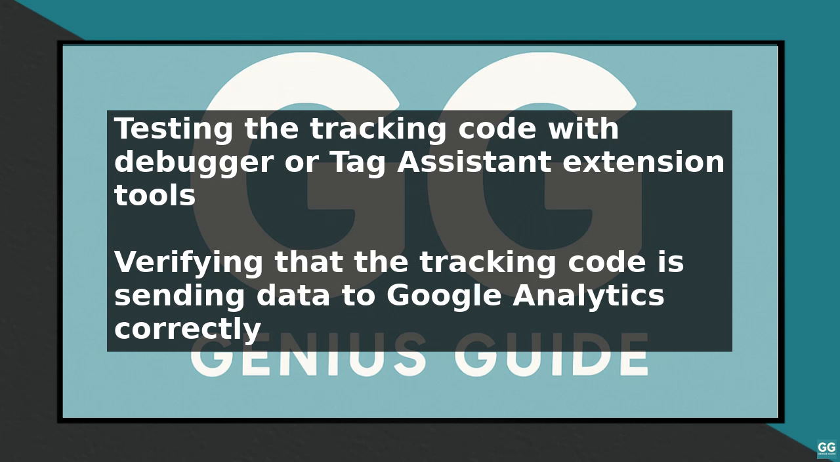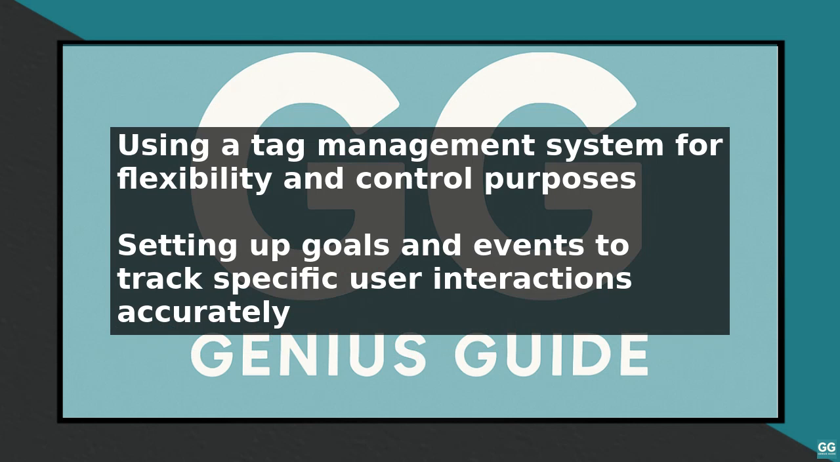configured correctly. Best practices for migrating to Google Analytics tracking code include ensuring that you have a clear understanding of your website's structure and content, as well as the types of data you want to collect. It is also essential to set up goals and events to track specific user interactions, such as form submissions or button clicks. Additionally, it is recommended to use a tag management system, such as Google Tag Manager, to manage your tracking code and other website tags.